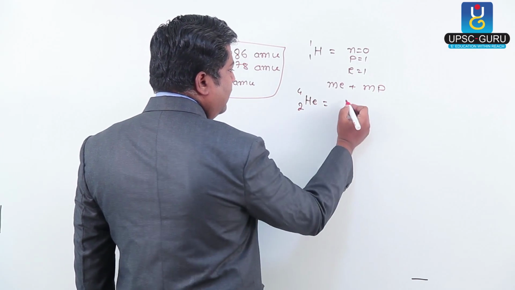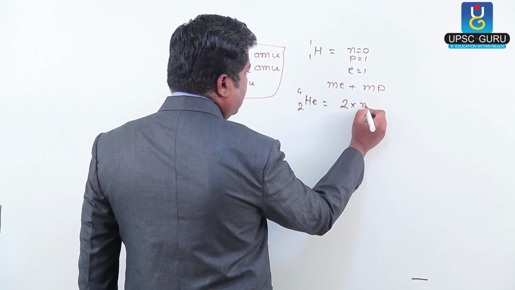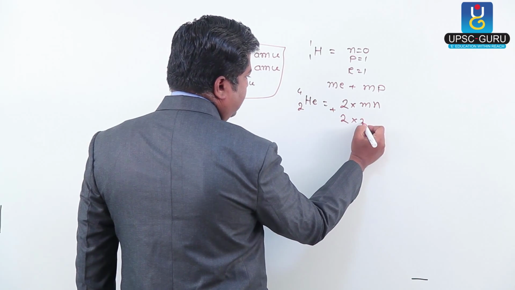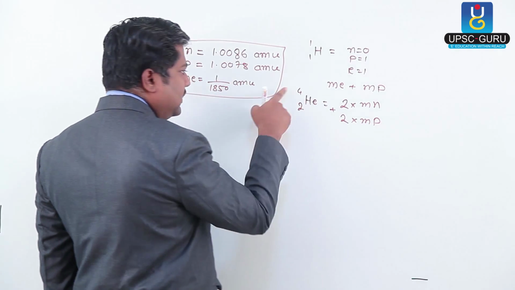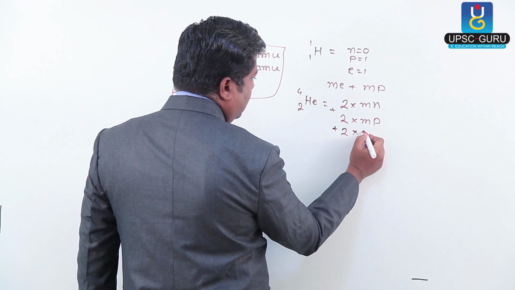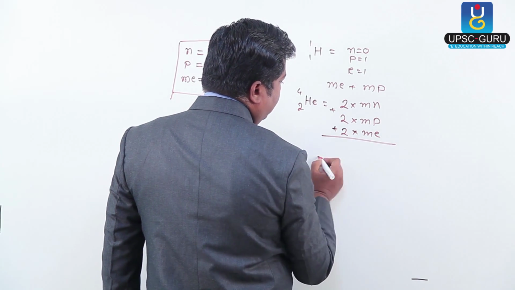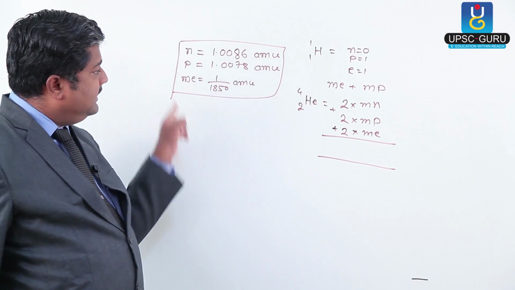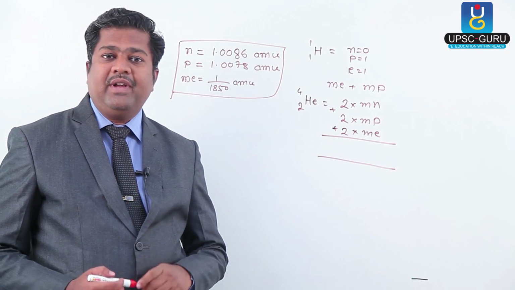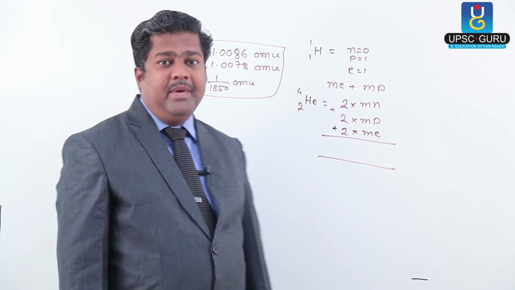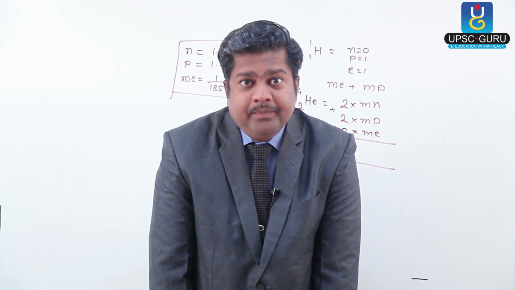So what do I have to do? 2 into the mass of neutron plus 2 into the mass of proton, because the number of neutrons is 2 and the number of protons is 2, plus 2 into the mass of electron, that will give me the mass of the atom. So with this data, can I calculate the mass of helium? The answer is yes. But there is another method by which we can determine the mass of an atom practically.